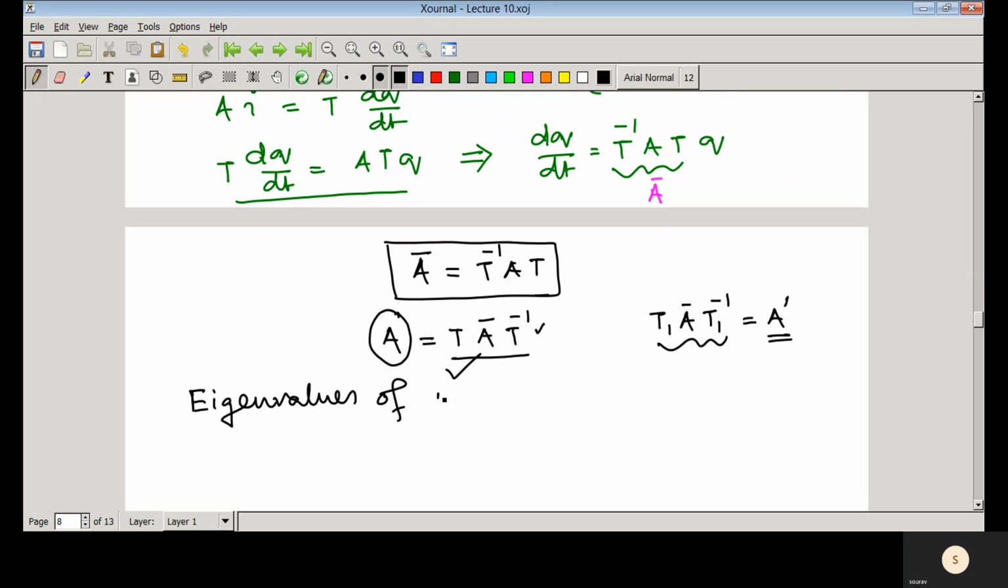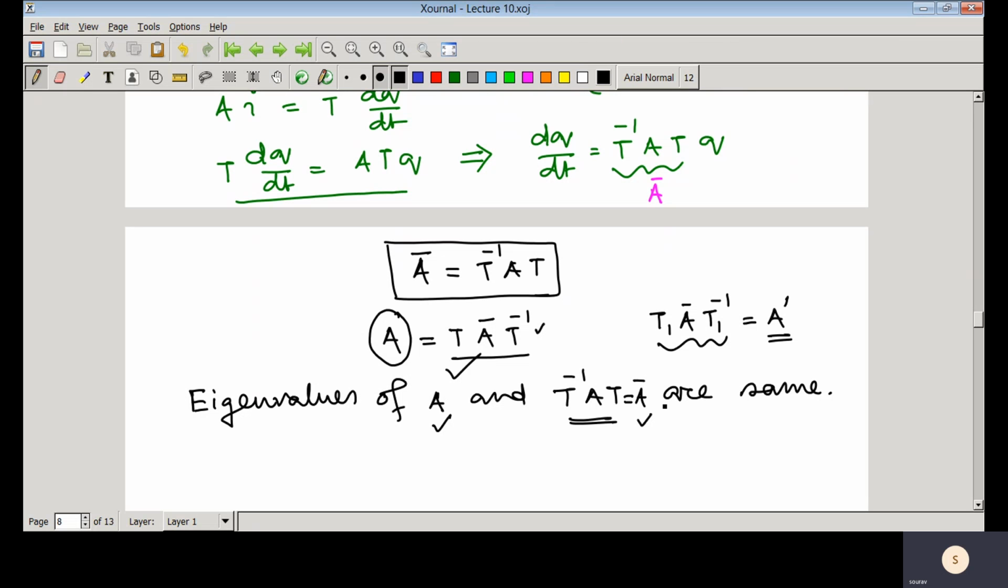The eigenvalues of A bar and A are the same, because you know from linear algebra, if you multiply a matrix in the form T inverse AT, the eigenvalues of A and T inverse AT are the same. So T inverse AT is defined as A bar. So that means eigenvalues of A and eigenvalues of A bar are the same. So when eigenvalues are the same, basically the characteristics of the system also remain the same.